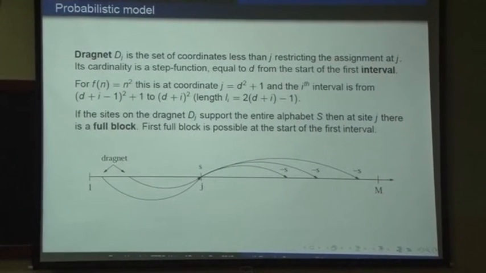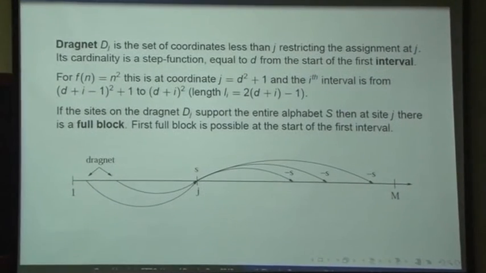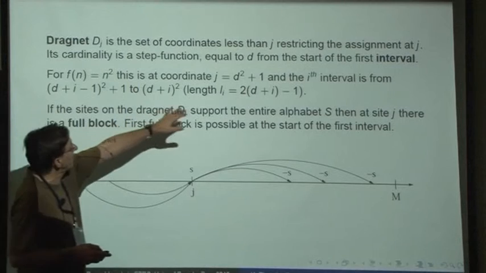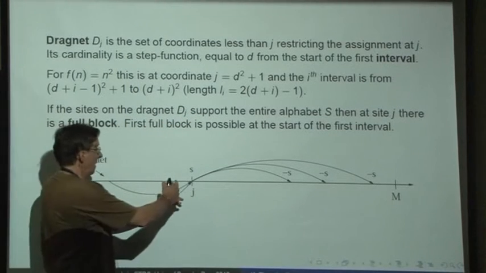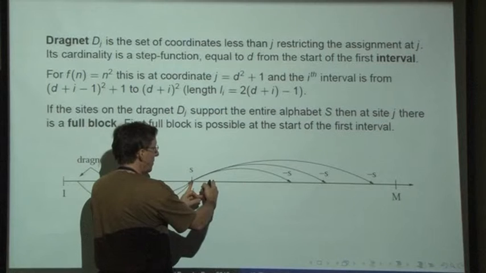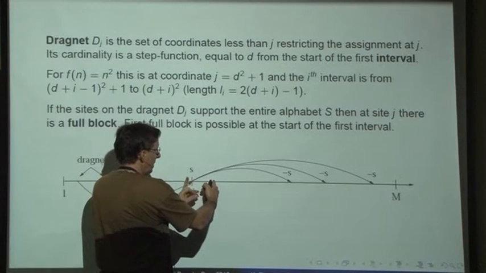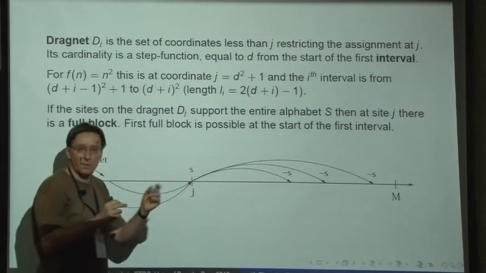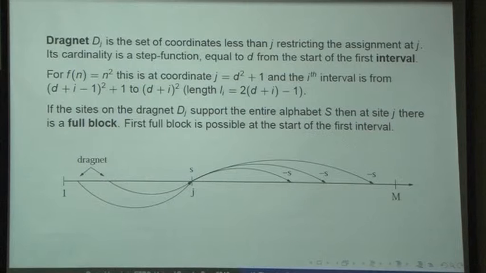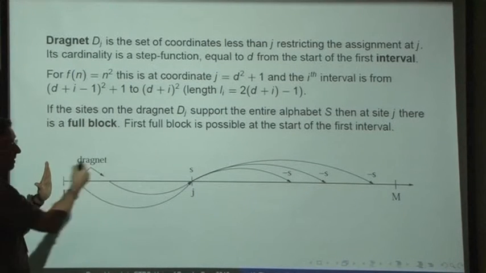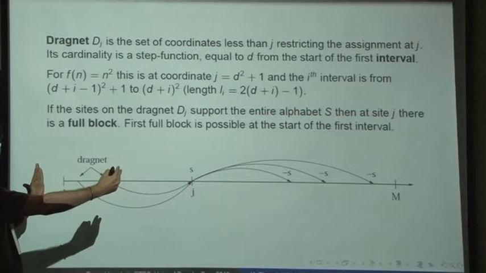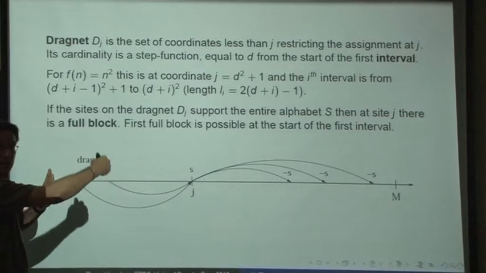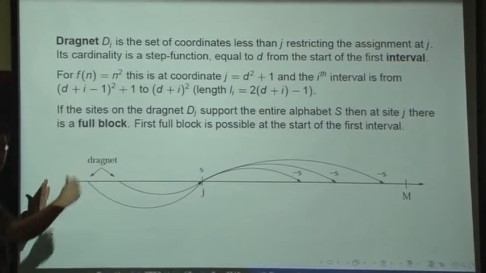So let's formulate a couple of little results. I'm going to talk about this interval. The first interval starts where there's first a chance for you to see a full block. For instance, for f equals n squared, that happens at d squared plus 1. In the first interval the dragnet is of size d, and after that its size turns into d plus 1, and so on.